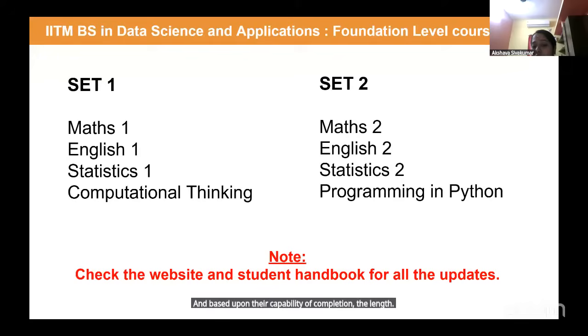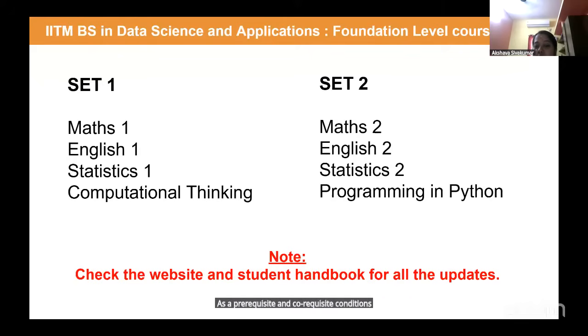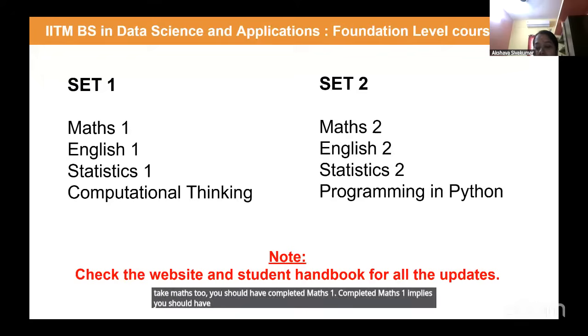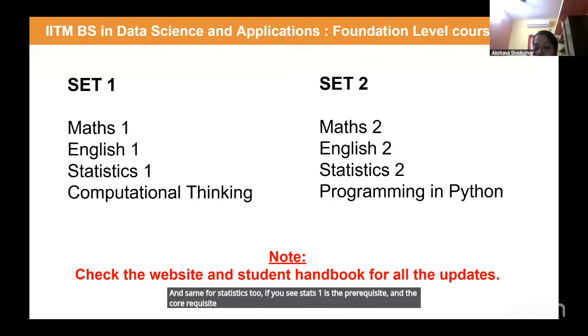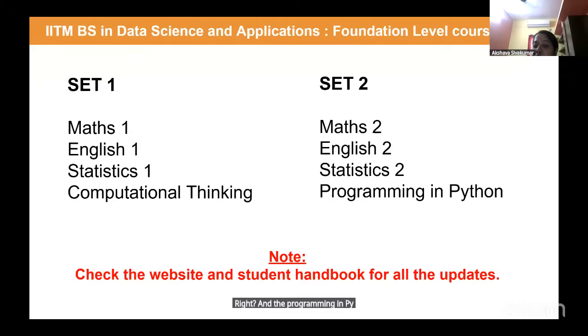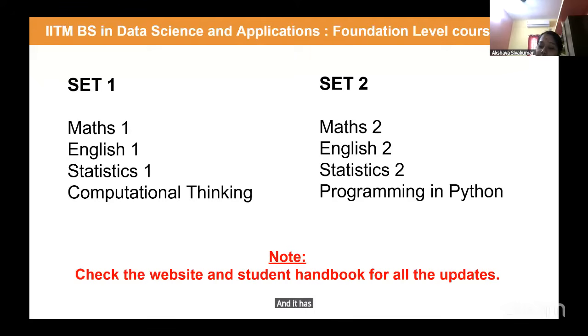Set 2 is Maths 2, English 2, Stats 2, and Programming in Python. Set 2 has prerequisite and co-requisite conditions. In order to take Maths 2, you should have completed Maths 1, which implies you should have got a pass grade in Maths 1. Only then are you eligible to take Maths 2. The same is for English 2 as well, and the same for statistics too. Stats 1 is the prerequisite and the co-requisite would be Maths 2. And Programming in Python, a programming course introduced at the foundation level itself, has Computational Thinking as its prerequisite.